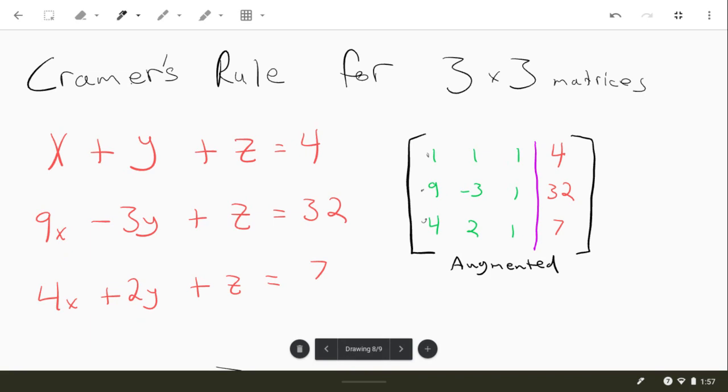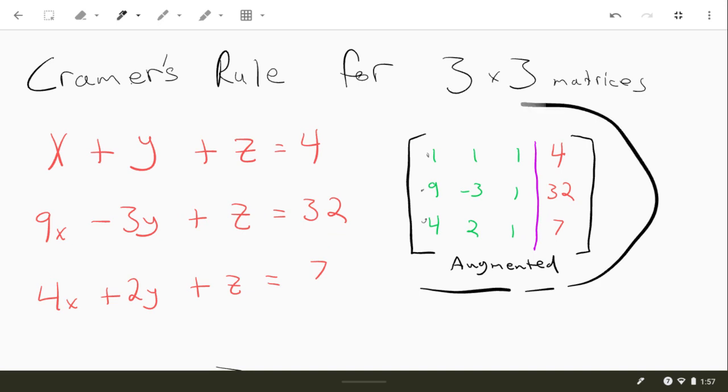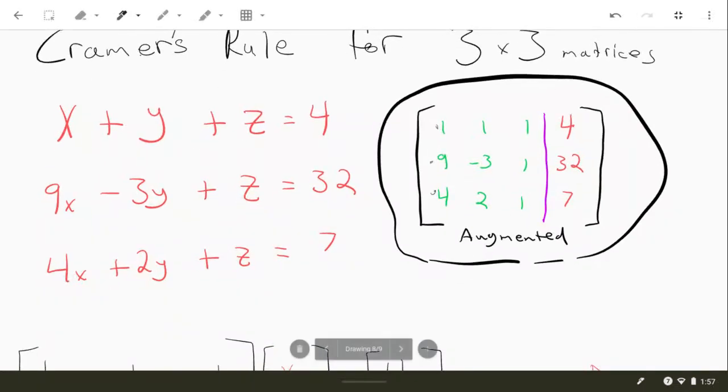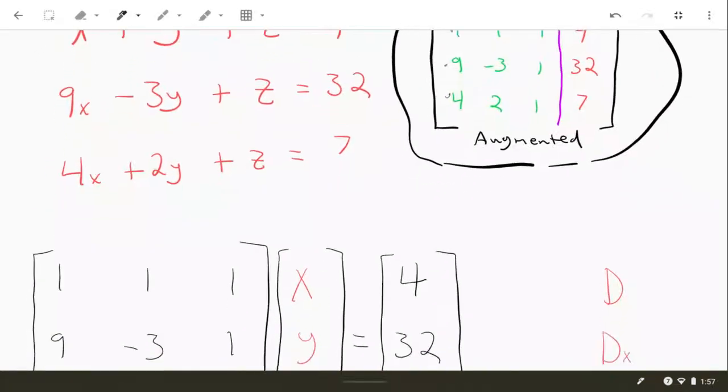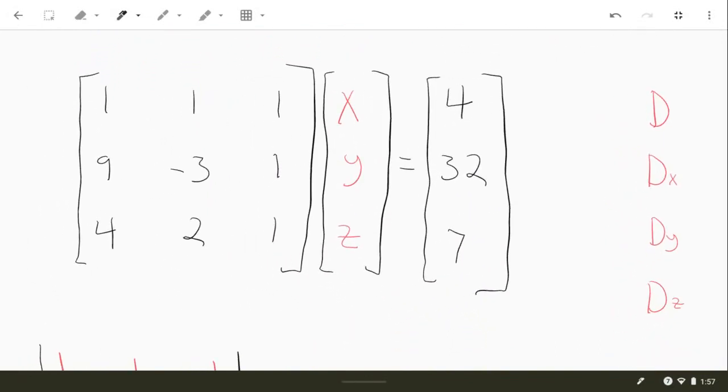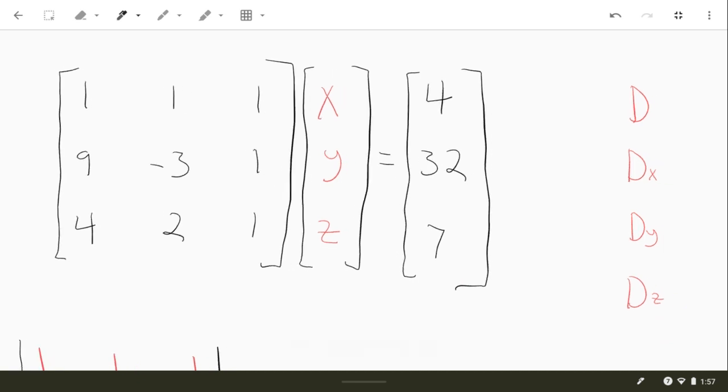Now, in the past, we have done these in this format right here with our calculator, and this was called an augmented matrix. To use Cramer's rule, though, it's really similar. We're going to set up, well, you don't even have to set this up right here. This is just kind of how it works as far as the notation goes.